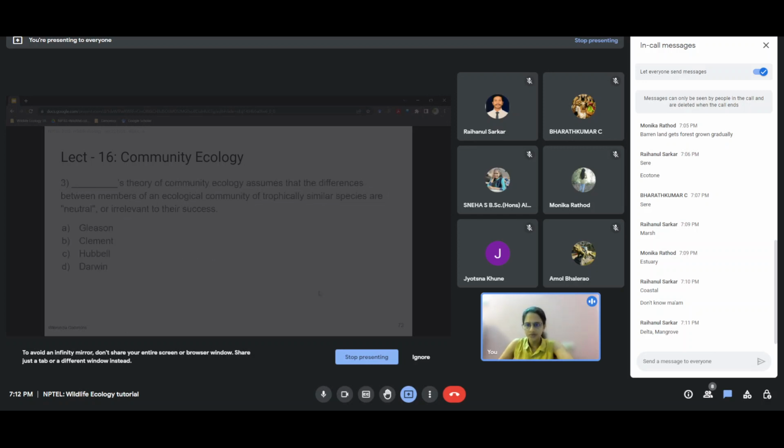So here we have a number of scientists listed, and whose theory of community ecology assumes that the differences between members of an ecological community of trophically similar species are neutral or irrelevant to their success. Who stated this? Was it Gleason, Clements, Hubbell, or Darwin? Any guesses? B. Okay, Clements. One for B.